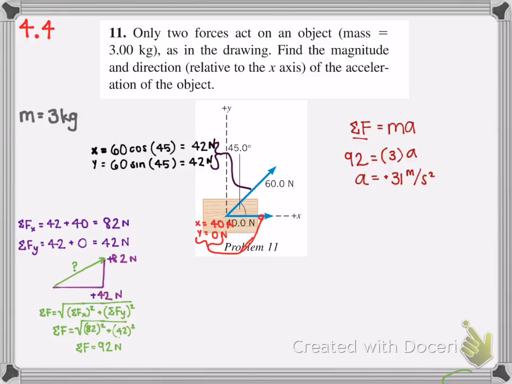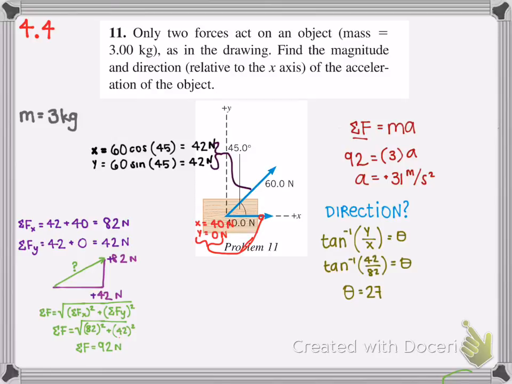Now that we know the magnitude of the acceleration, we need to find the direction, because that's what is being asked. So we find the direction by using inverse tan in order to find the angle, and we see that the angle is 27 degrees. So now we know that the acceleration has a magnitude of 31 meters per second squared, and it's going 27 degrees north of east.